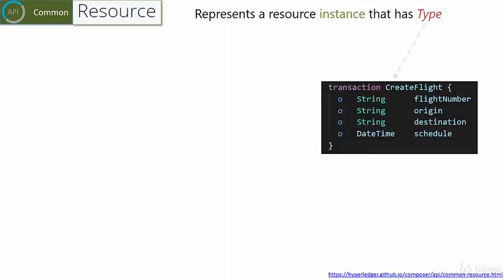Next, the resource class is available under the common module. It represents a resource instance that has type. Type here refers to the resource definitions created as part of the model. For example, in the case of Acme airline model, we have defined an aircraft type asset and the flight type asset. And we have also defined a transaction createFlight. So createFlight is the type of a resource.